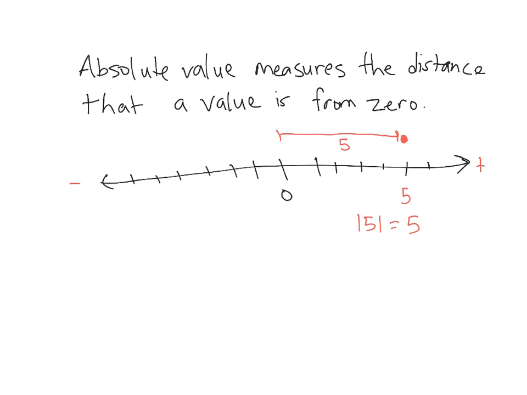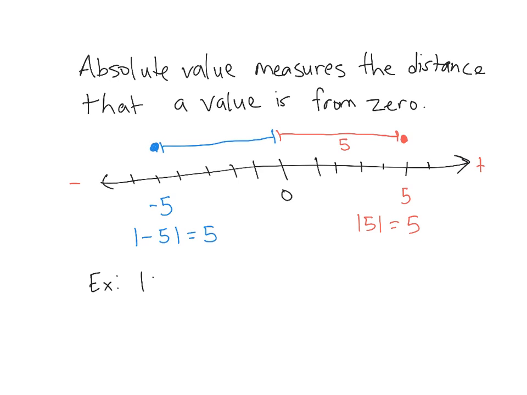Similarly, if I'm looking at negative 5, that would be right here because it's 5 spaces to the left. If I go to measure the distance that negative 5 is away from 0, it would be 1, 2, 3, 4, 5 spaces. So since negative 5 also has a distance from 0 of 5, its absolute value is also 5.